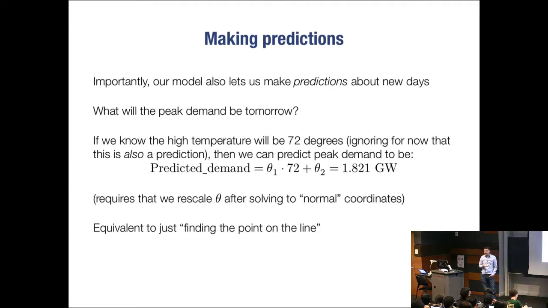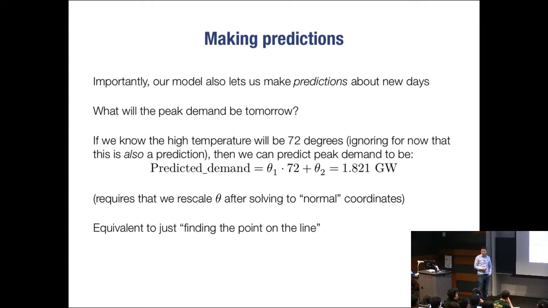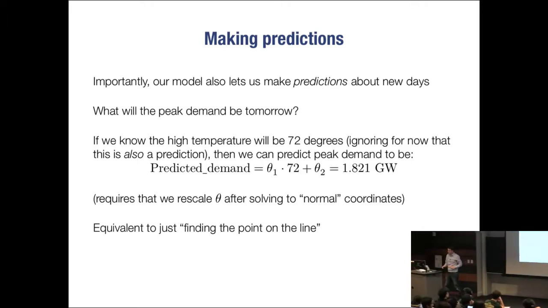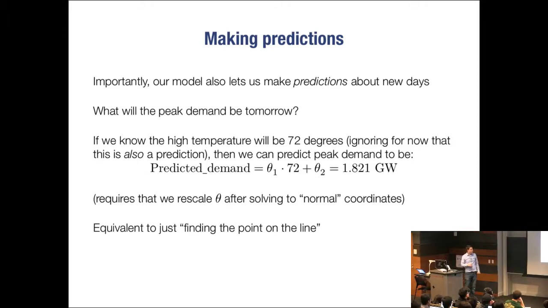So what we can now say is, if the high temperature tomorrow will be 72 degrees, which it actually will be tomorrow. I don't know if there's going to be air conditioning running yet, but there actually might be in some places, which is pretty crazy. If we know there's going to be 72 degrees tomorrow, ignoring for a moment that that's also a prediction, let's just say that weather forecasts are pretty good, so let's just trust that. All we do is we take our scaled version of our model, the version that works in the original coordinates. We take our 72, we multiply it by our slope, we add our intercept, and we get a prediction of 1.82 gigawatts.